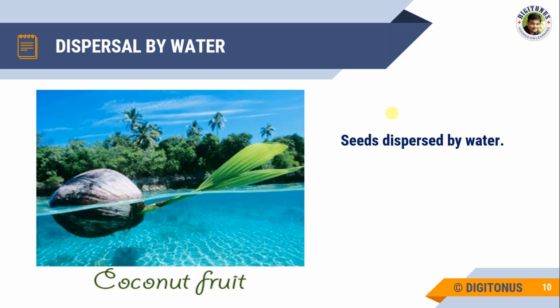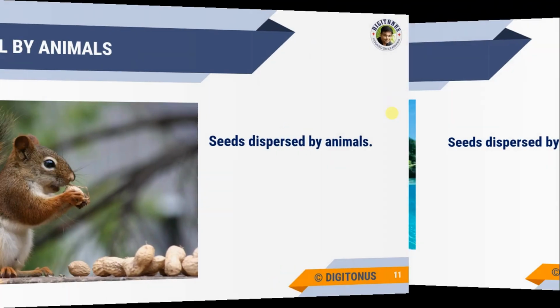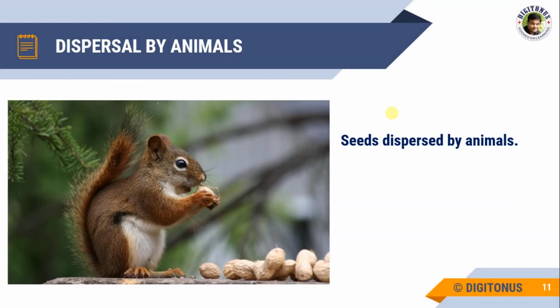Now our next method is dispersal by animals. Seeds that have hooks or spines can stick on the body of the animal and so can be carried away from one place to another by the animals. For example, xanthium seed and tiger nail seeds.